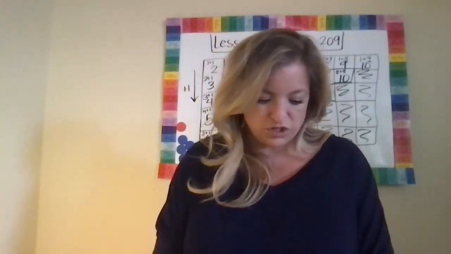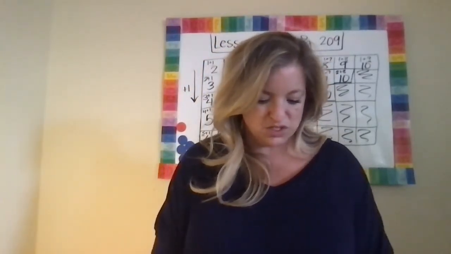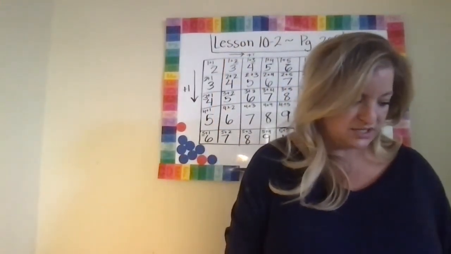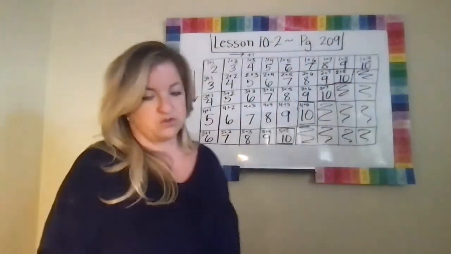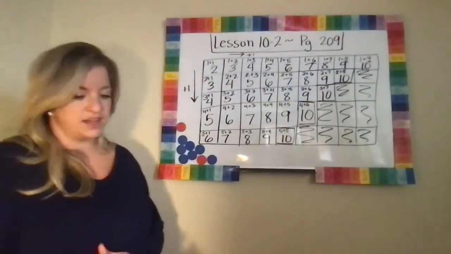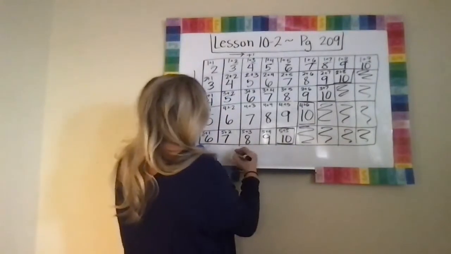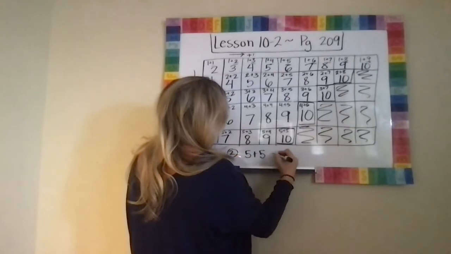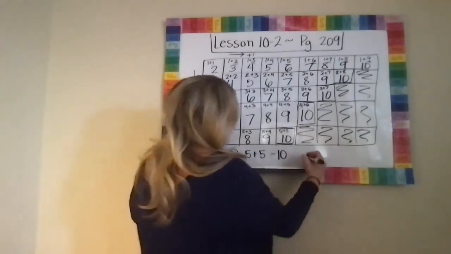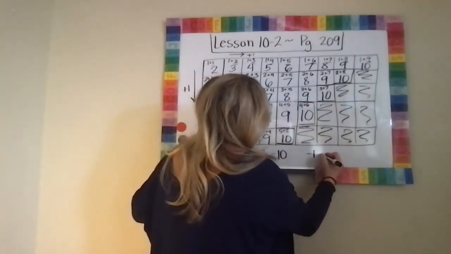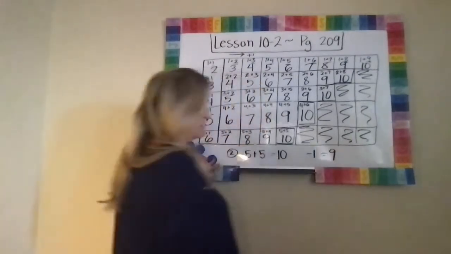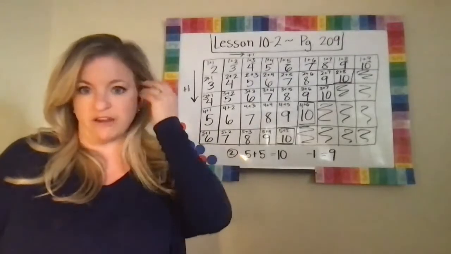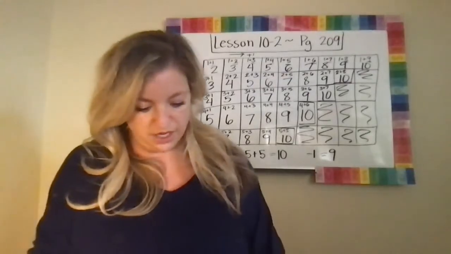Number 2, which other fact do you think is the most helpful to use when solving 4 plus 5? So this is a personal opinion. I think for number 2, it would be 5 plus 5, because I know 5 plus 5 equals 10, and then I take 1 away, and it equals 9. So in my opinion, that is the best way for solving 4 plus 5 equals 9.